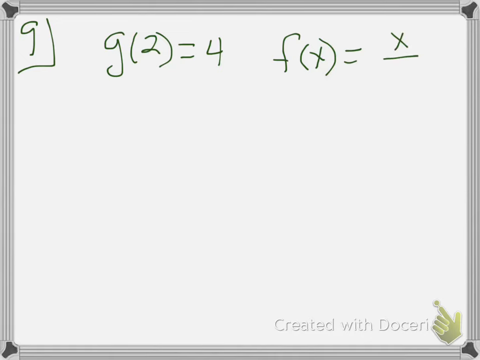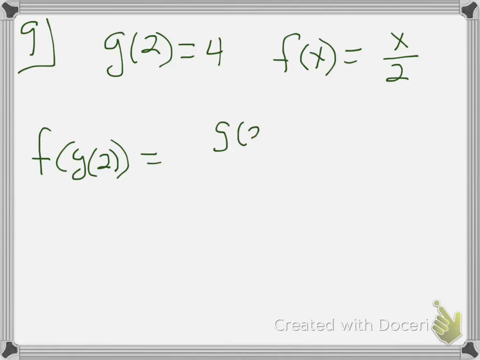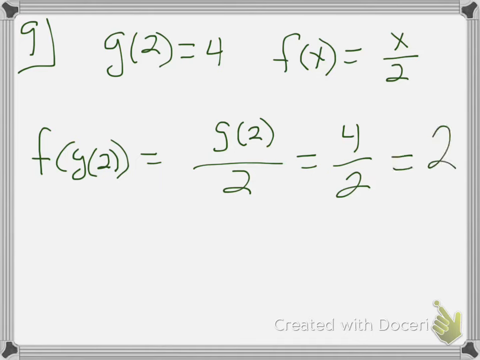Number 9. Given g of 2 equals 4 and f of x equals x over 2, they want us to find f of g of 2. Well, that means that we want g of 2 over 2, which is 4 over 2, which is 2. Oh boy. That's a fun one. Next one. Number 10. Last one.